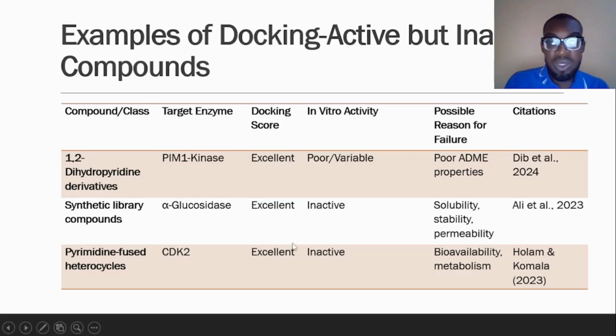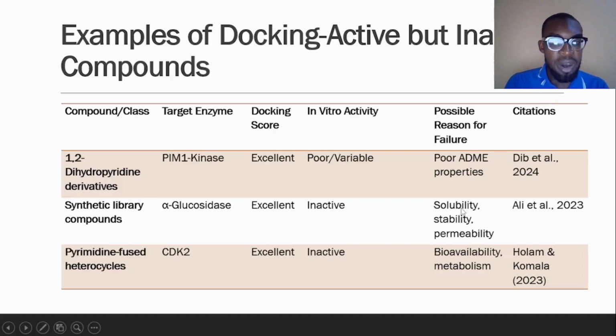Now, we also found out that Ali et al. in 2023 also carried out molecular docking and got excellent docking results. But due to issues of solubility, stability, permeability, those synthetic compounds were found not to have the expected antidiabetic activity because it was targeting alpha glucosidase. So it's not just enough to get good docking scores.